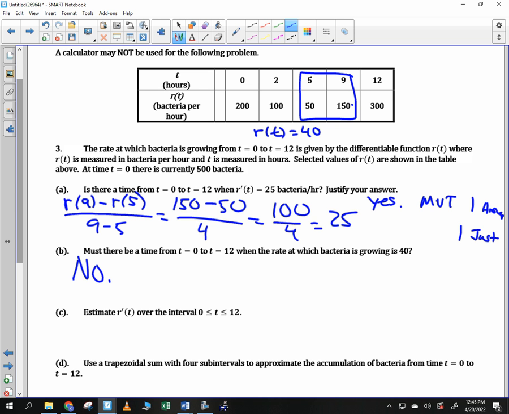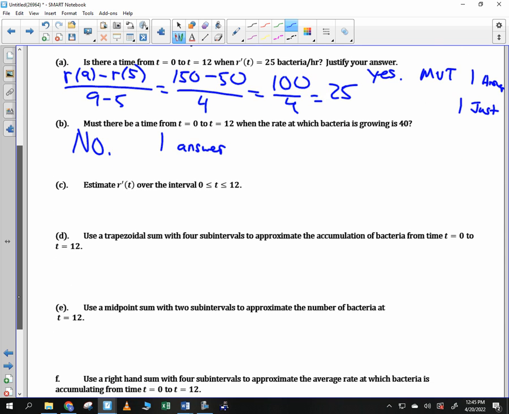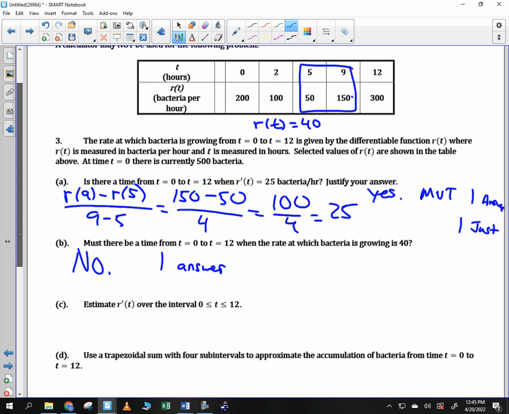It doesn't say to justify, does it? So we're just going to allow 1 point for the answer. If I did say justify, you would have to say the IBT does not guarantee, because it never drops below 50, right? It never goes down to 40. But I didn't put that in there. Change for next year. Estimate R prime of t.